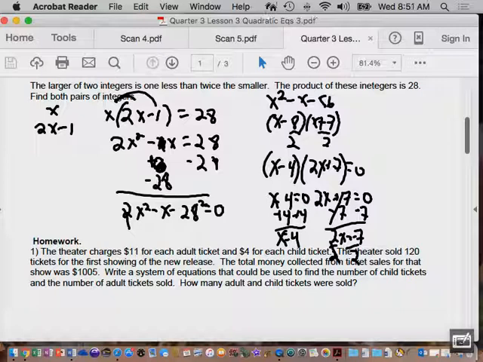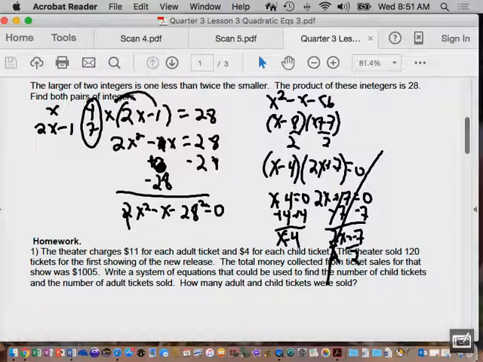Now, here's the thing. What is a very important word in this question? Integers. Is this guy an integer? No. Rejected. So the only integer is 4, and this guy would then be 7. So there's only one pair of integers, namely 4 and 7.